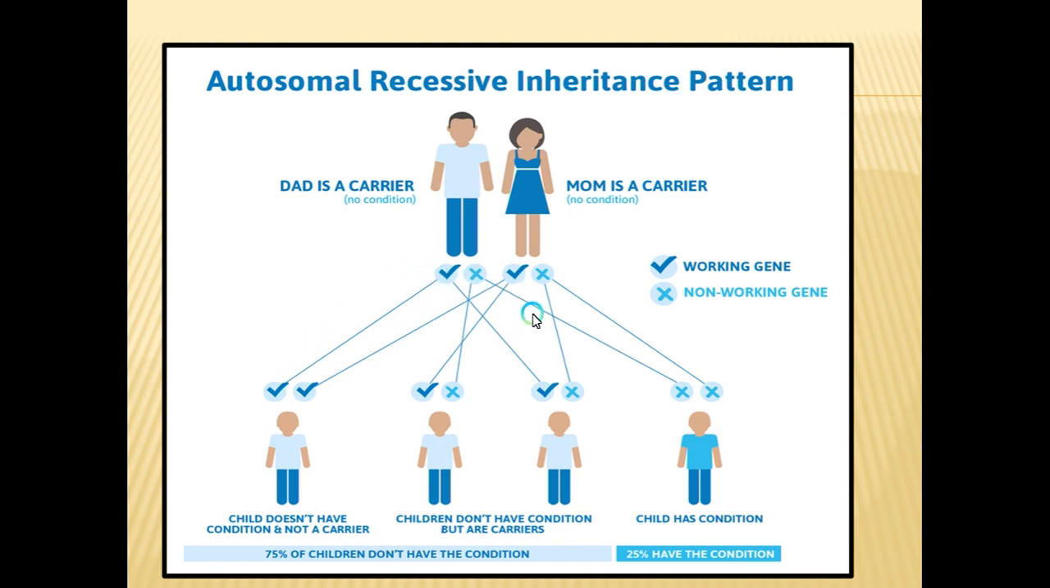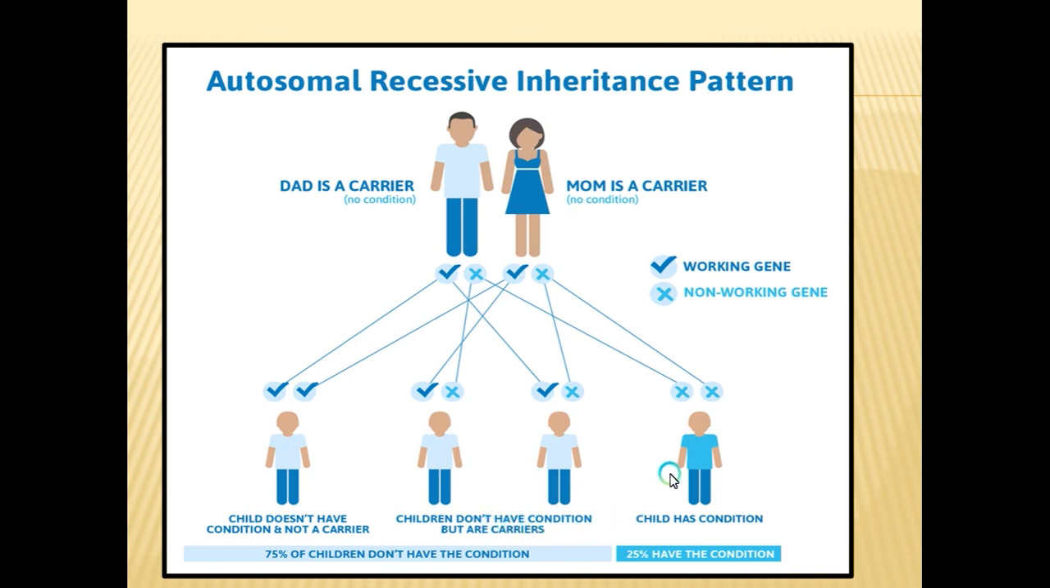With this tick mark and this tick mark, the child doesn't have the disease and is not a carrier, because X is the carrier. So this is normal. Now here it is one tick mark and one X, so they don't have the disease but are carriers. Same thing here, this tick mark and this one, so again the children don't have the condition but are carriers.